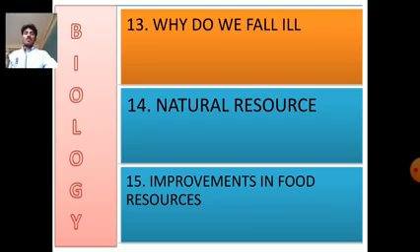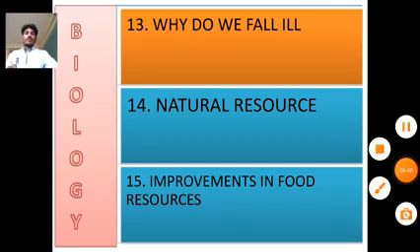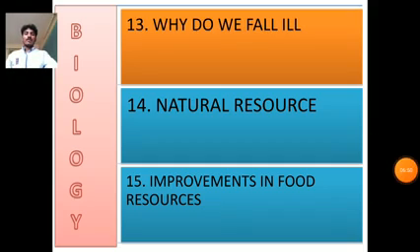And the next chapter is improvement in food resources. In this chapter, we learn the varieties of crops, improvements of crop production, and management and nutrient management. Next one is natural resources.